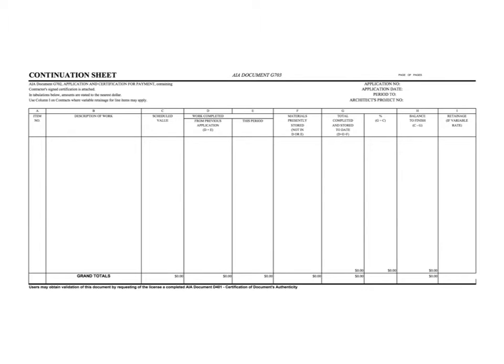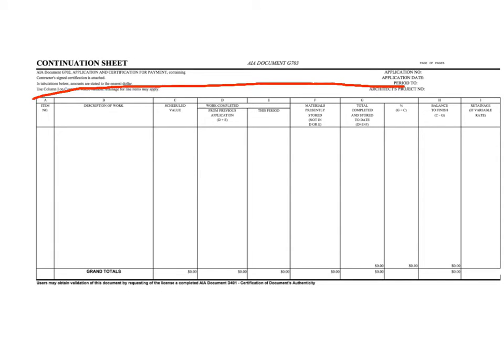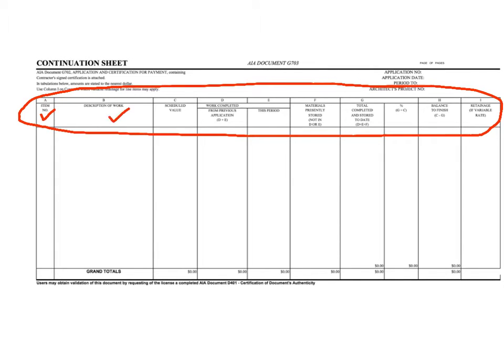So let's explore G703 to better understand how that form works. Notice there are several columns in G703. The columns include an item number, a description of the work for each item, the scheduled value. Columns D and E are for work completed. It includes from previous applications and from application this period. Column F is for materials presently stored. Column G is the sum of D, E, and F. That equals G.